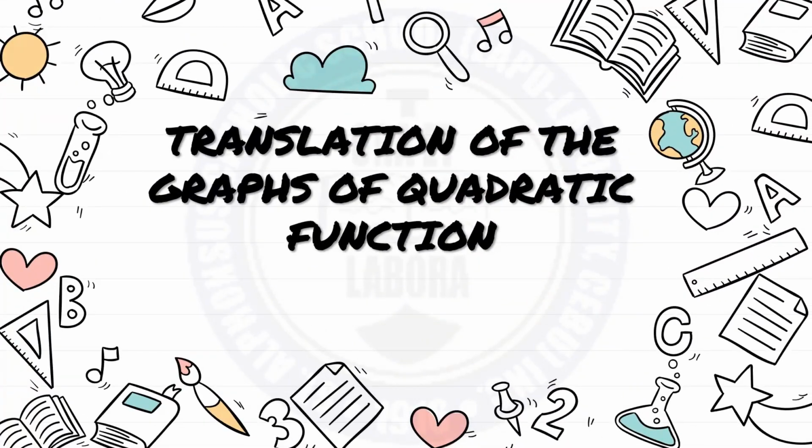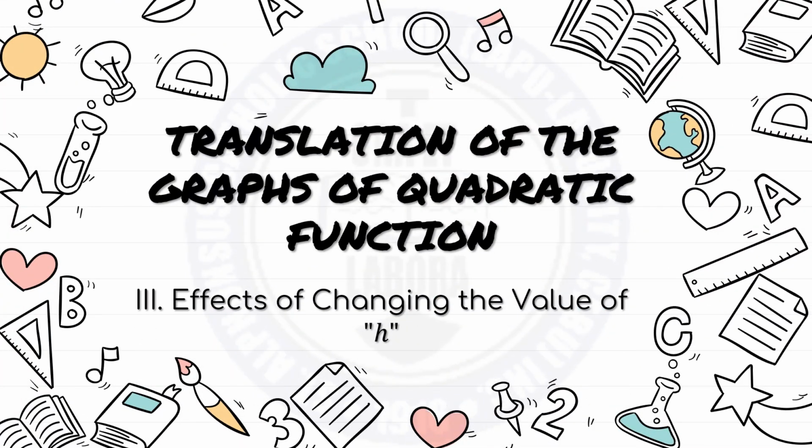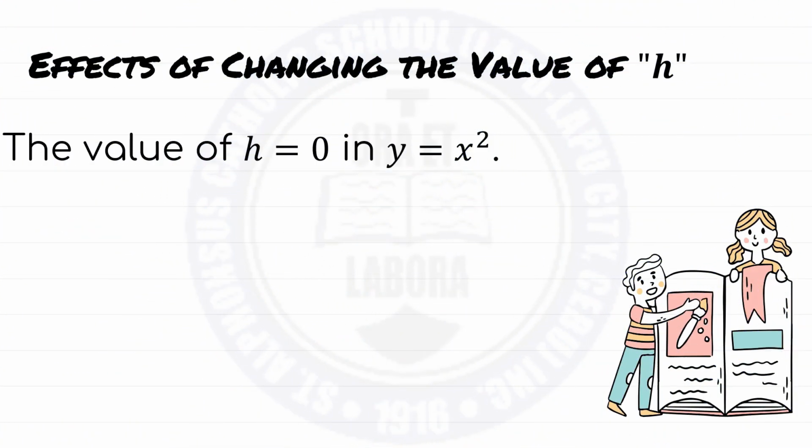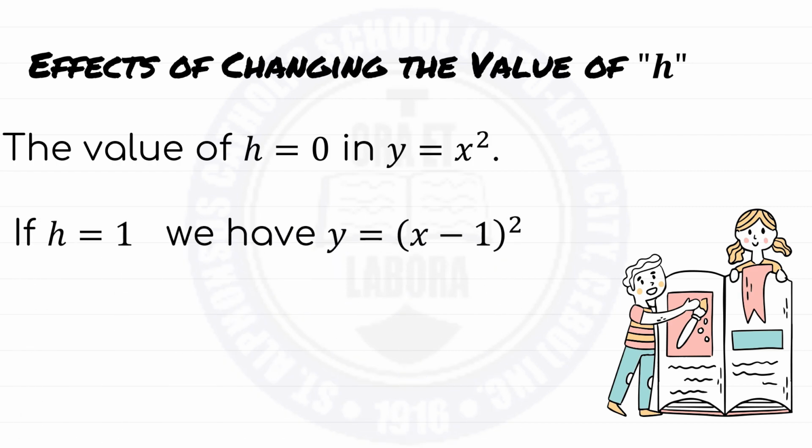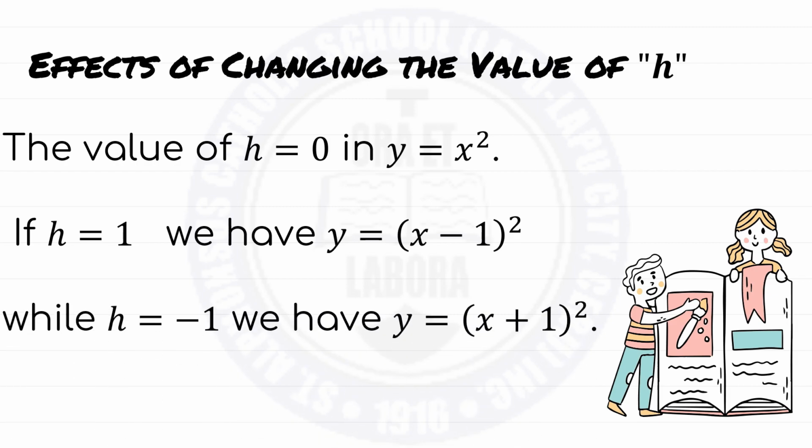Translation of the graphs of a quadratic function, Part 3. Effects of changing the value of h. Last time we discussed the effects of changing the value of k. This time, let's look at the effects of changing the value of h. So, the value of h equals 0 and y equals x squared. If h is 1, we have y equals quantity x minus 1 squared. While h equals negative 1, we have y equals quantity x plus 1 squared.